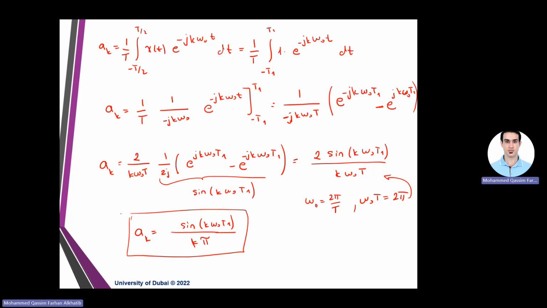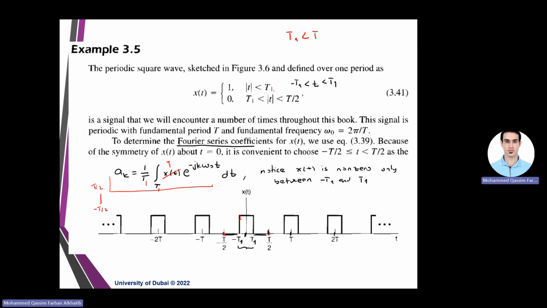So how was it obtained? As I mentioned, the limits of the integration will be from -t1 to t1, because my signal is 0 elsewhere. That's 0 here and 0 here, and I'm integrating over one period only, so I don't have to do the integration for the whole series. Over one period, it's going to be from -T over 2 to T over 2. But I have zero values from t1 to T over 2 and from -T over 2 to -t1. So they will cancel, and my integration will be from -t1 to t1.